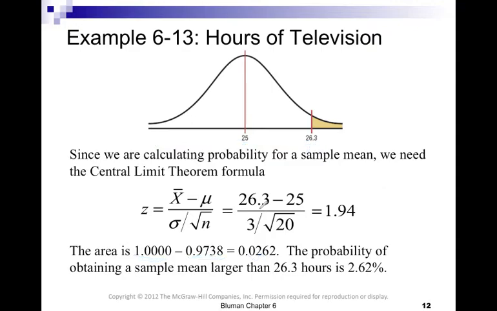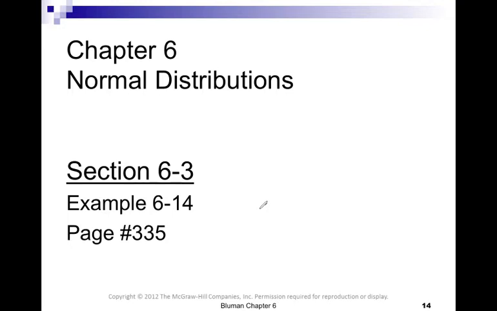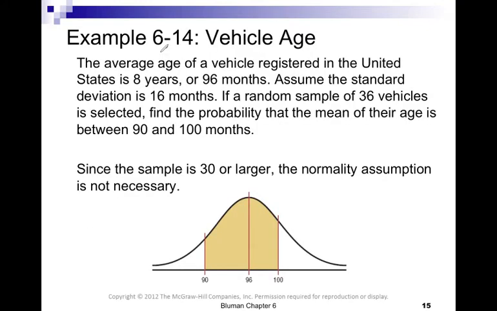Okay, so let's move on. Next example is on page 335, 614. Vehicle age. The average age of a vehicle registered in the United States is 8 years or 96 months. Okay, so we're going to write our mu here. Okay, 8 years or 96 months. Okay, that's our average.